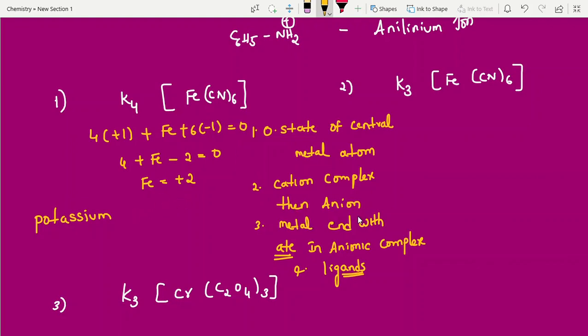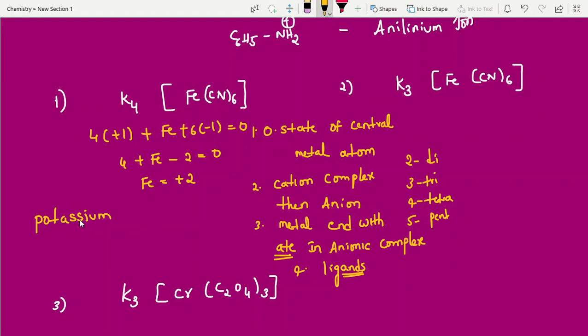Already we have studied organic chemistry in first year also. In first year organic chemistry we have discussed that 1 means mono, 2 means di, 3 means tri, and 4 means tetra, you can take it. 5 means penta, like this we have taken, right? 6 means hexa, like this it will come. But here only one ligand is there, no problem, you can write.